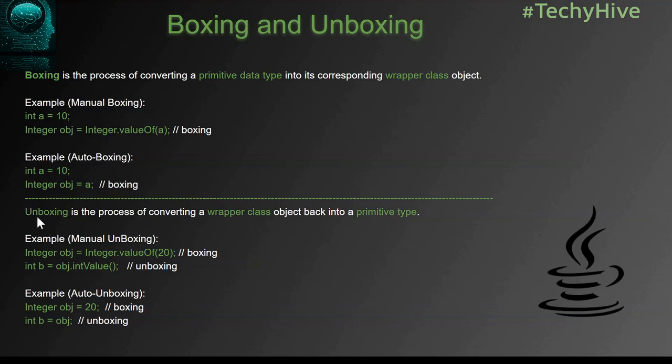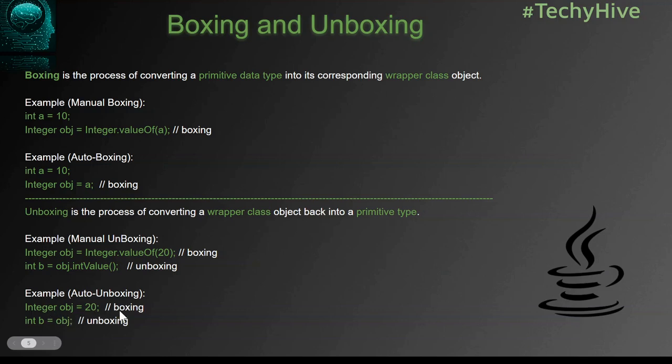On the other hand, unboxing is the process of converting a wrapper class object back into a primitive type. So this is the opposite of boxing. Here are the examples again: manual unboxing and auto unboxing. In manual unboxing, we are creating an object of a wrapper class, like this is boxing as mentioned earlier, and then we are calling the intValue method of the object to convert it into a primitive type. So this is called unboxing. Converting a wrapper class object to a primitive type is unboxing.